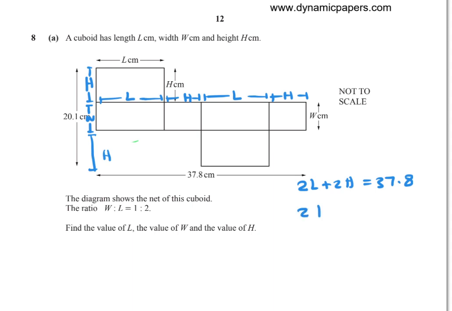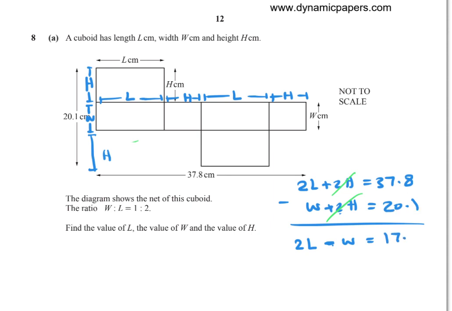So 2H plus W equals 21.1. Now we can solve these two equations. We can rearrange that one. So W plus 2H, W plus 2H. Now if we subtract, we can eliminate 2H. So 2L minus W equals 37.8 minus 20.1 equals 17.7.